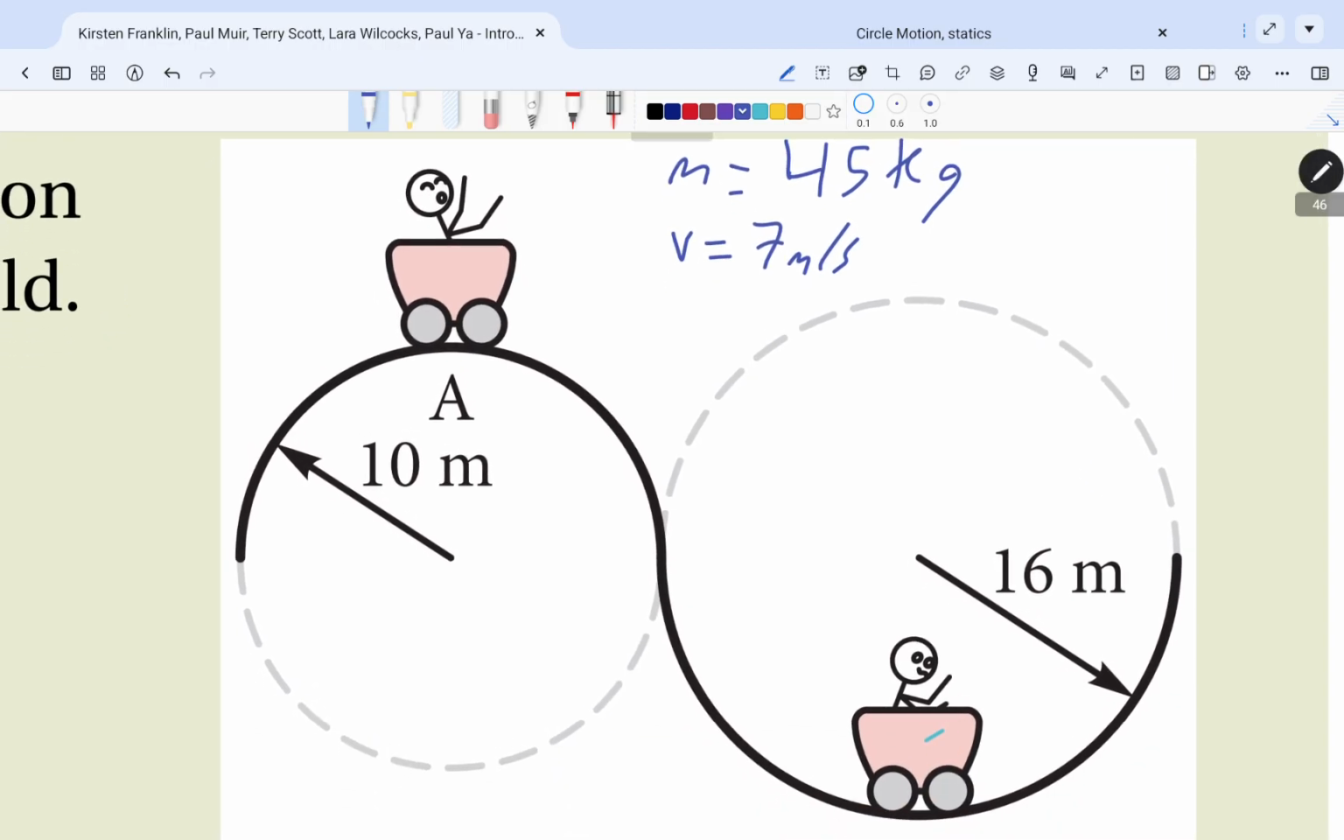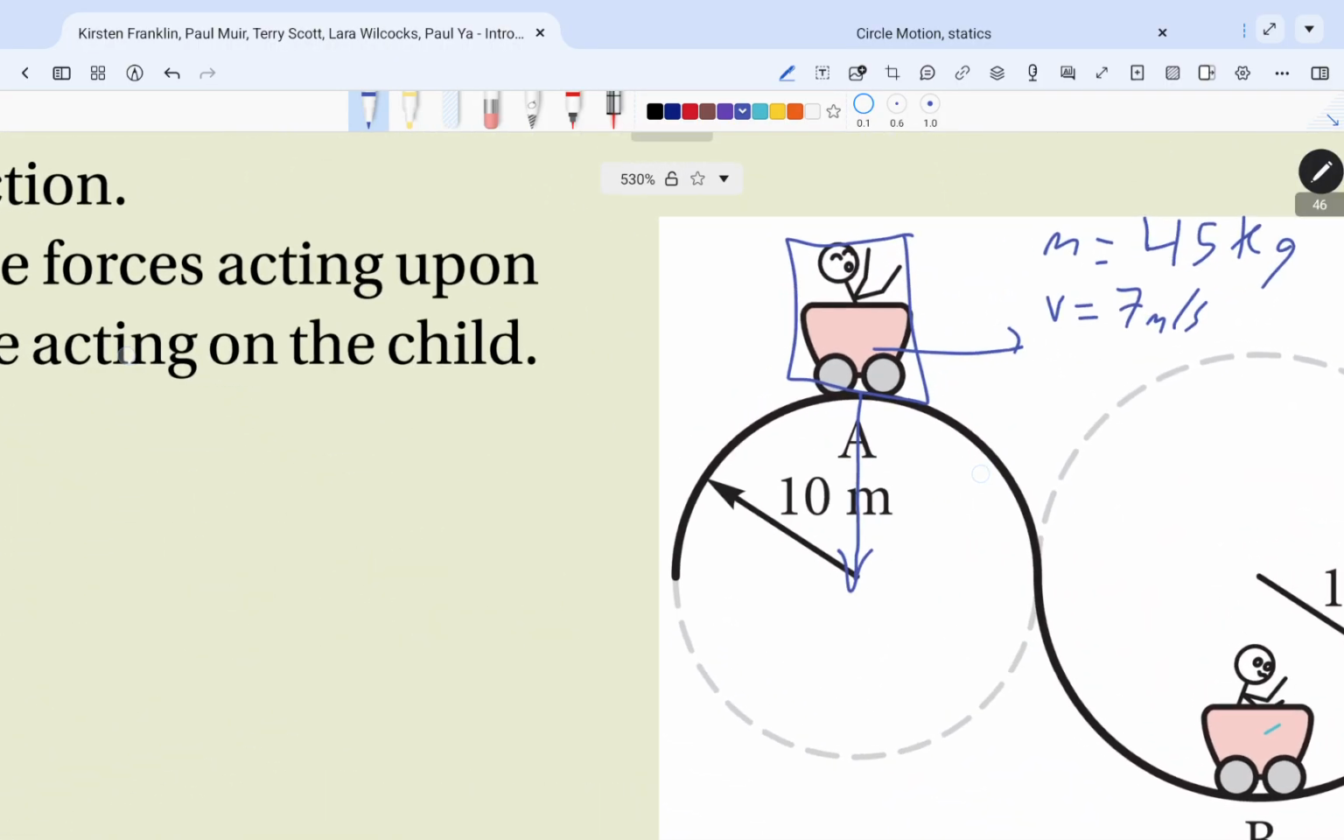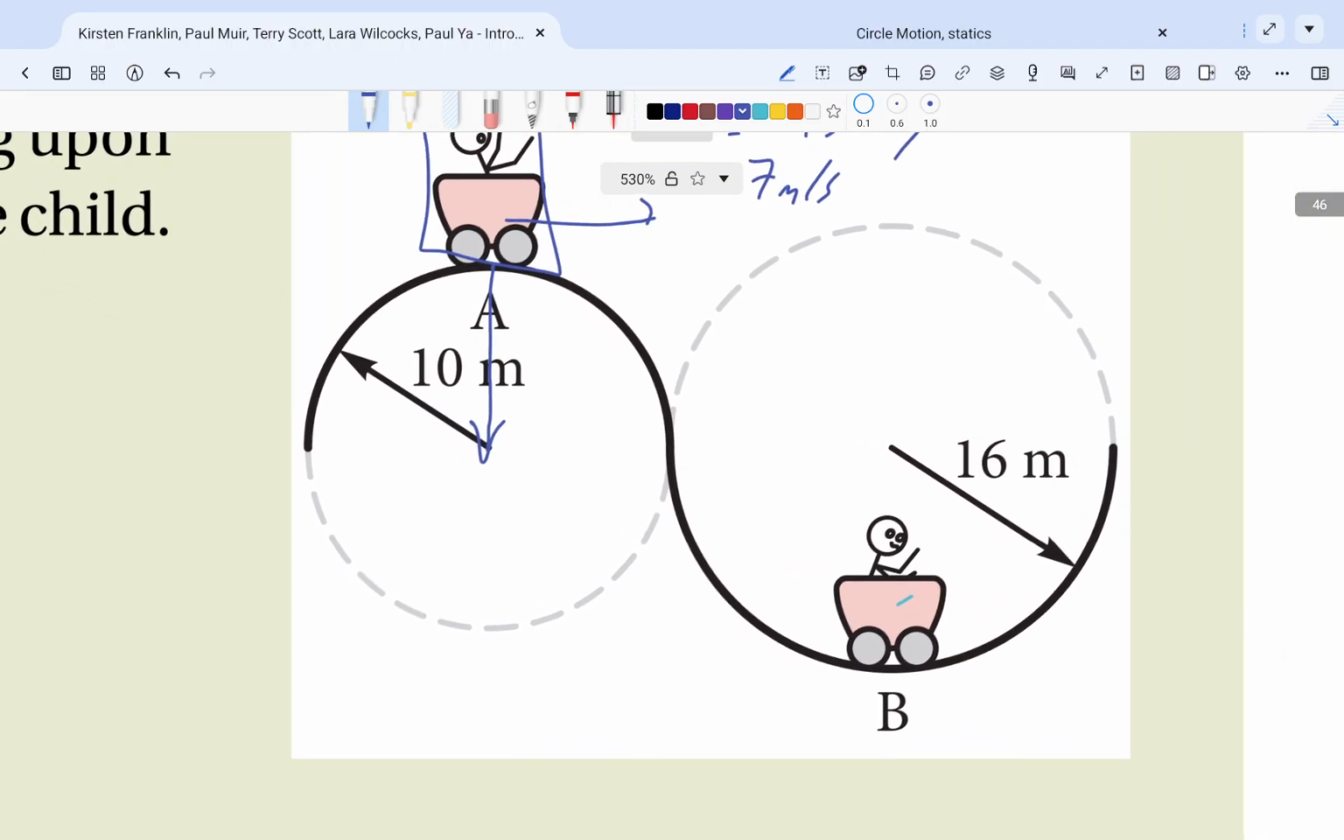Okay, they want us to find what direction is the acceleration pointing in for this child at this point. Well, as I said before, the acceleration is always pointing towards the center of the circle. Otherwise, he will just sort of fly away. He'll just keep going straight. He needs acceleration that's pointing him straight down. In this case, this force, this acceleration, what is it? It's actually the force of gravity. And then at point B, again, just pointing straight at the center of the circle. So we know the direction. It's straight down for part A and straight up for part B.